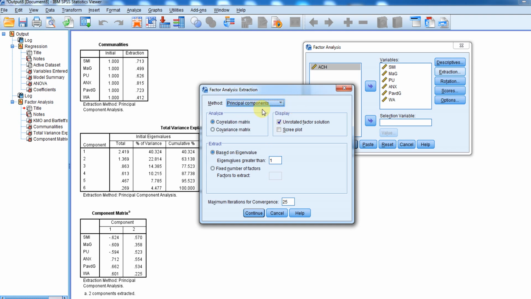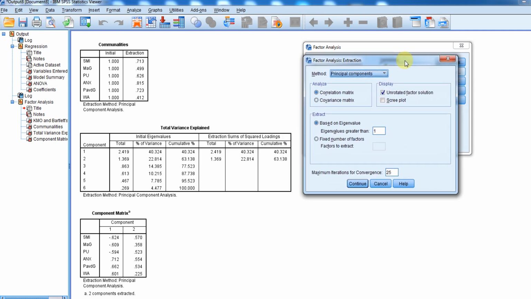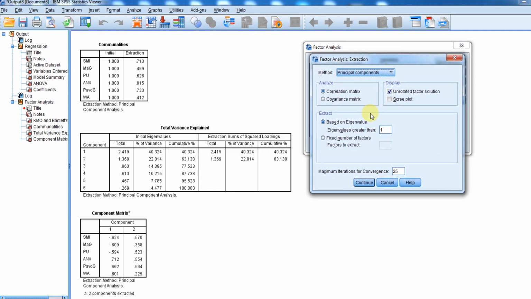So what has to happen is that we have to decide on how many components best explain the overall variation in the original set of measured variables. So over here where it says component, we have 6 components, and that's reflecting the fact that we have 6 measured variables. So the number of components that are initially extracted is equal to the number of measured variables.